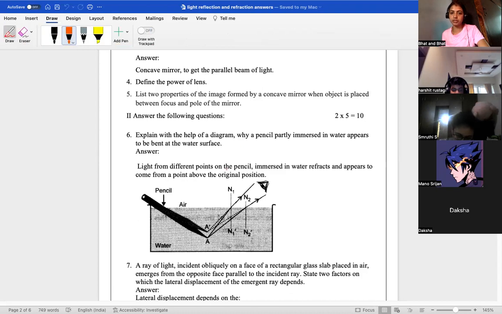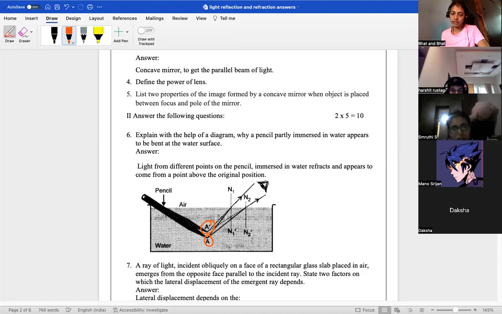What happens is, this is the actual position of the pencil, but it looks to be placed here. Why? Due to refraction. See, when we are looking at the pencil from here, the light goes and then it comes here and then it is reflecting back. So that is what is important. The light which is reflecting from the water surface is important for us.